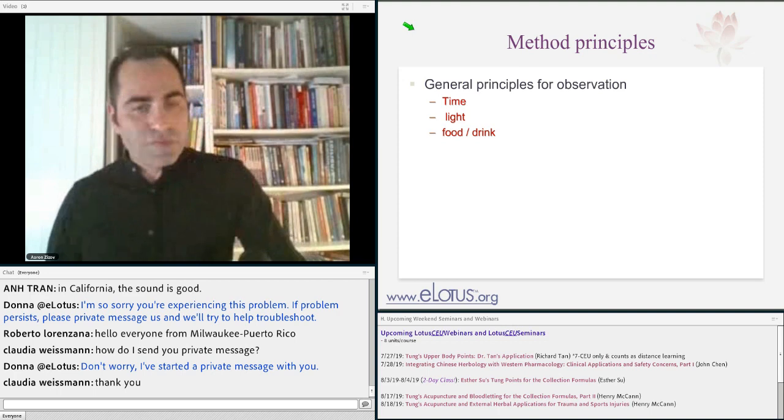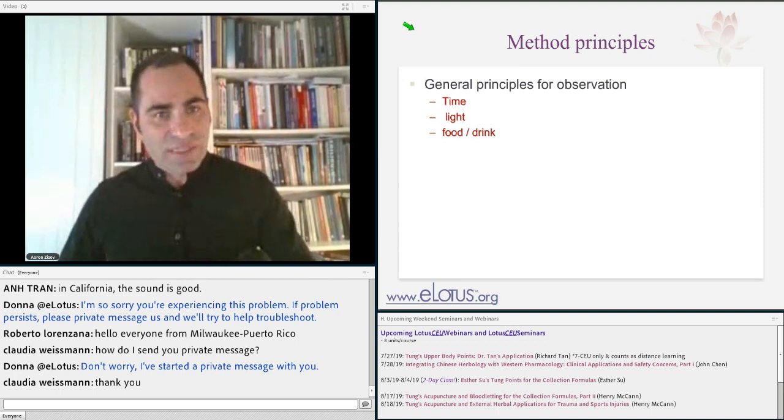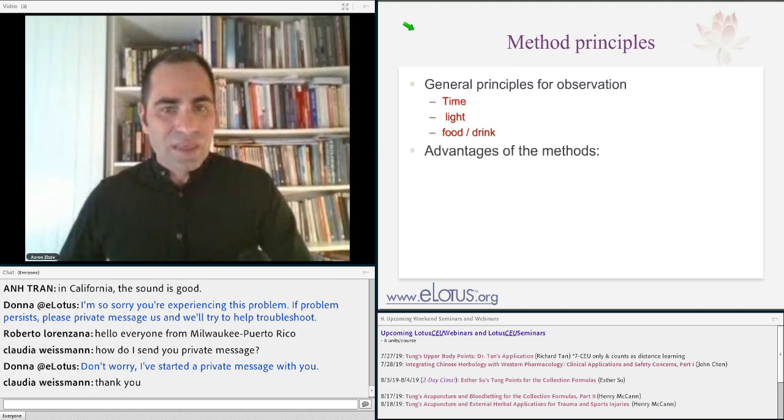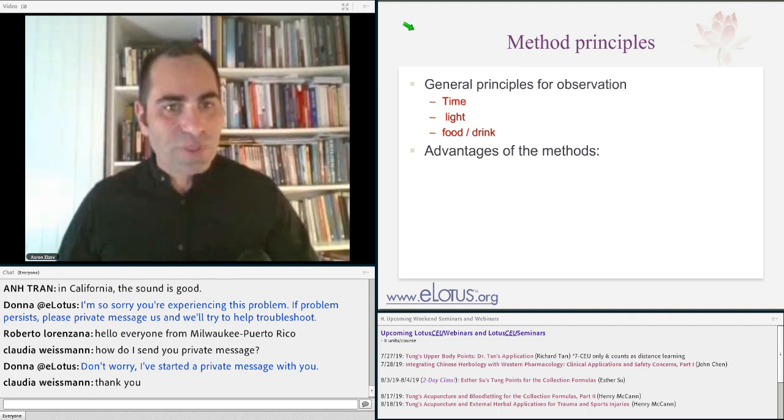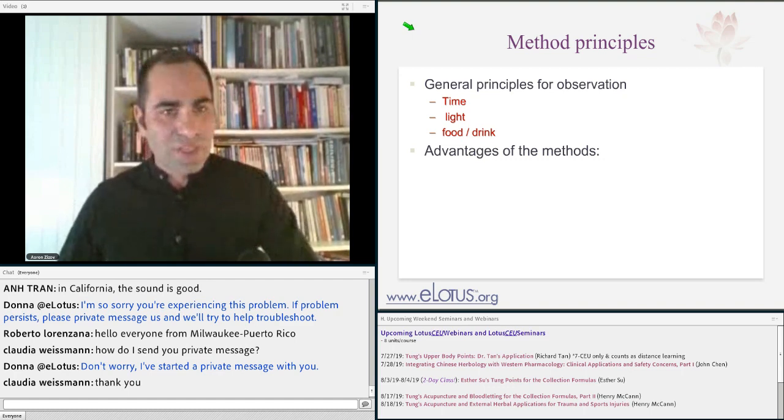We need to consider if the patient ate something or drank something before. The best will be not to eat at least half an hour, 1 hour before, and to drink only water. If we see a dark stain or dark area in the middle of the tongue, we don't necessarily take it to cancer immediately, but we can ask if there was coffee involved before.